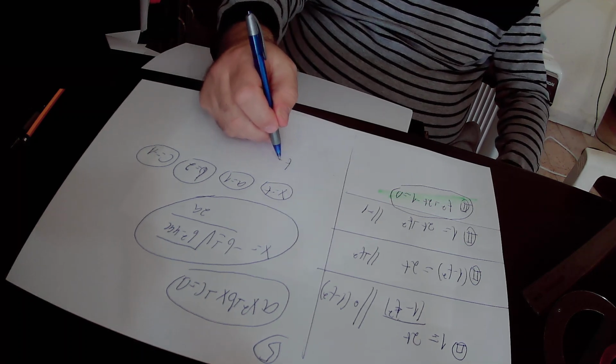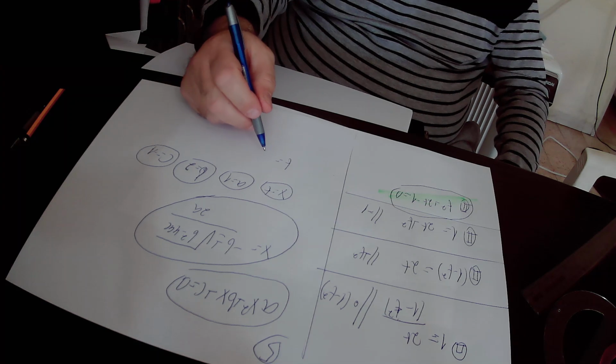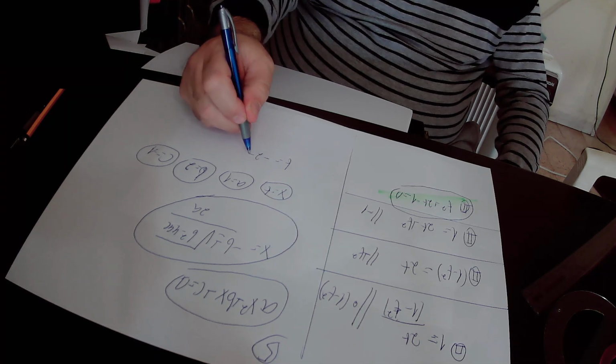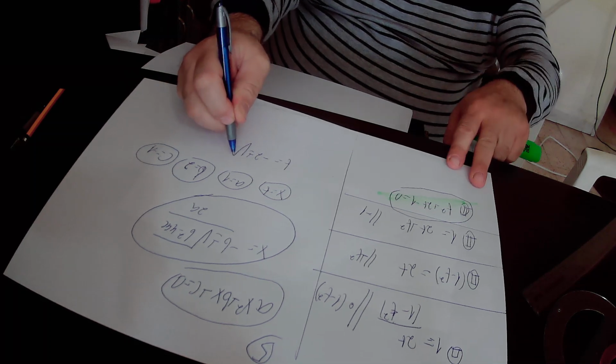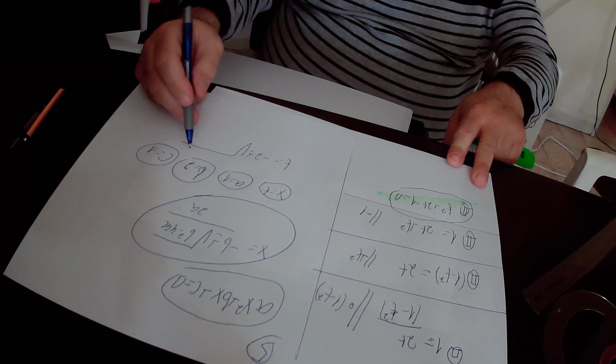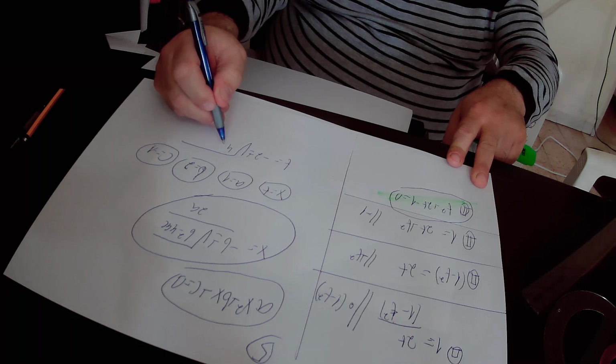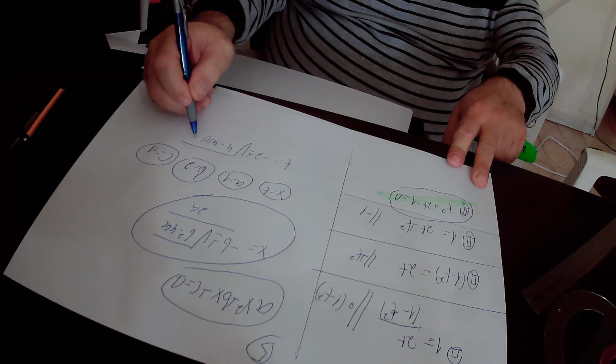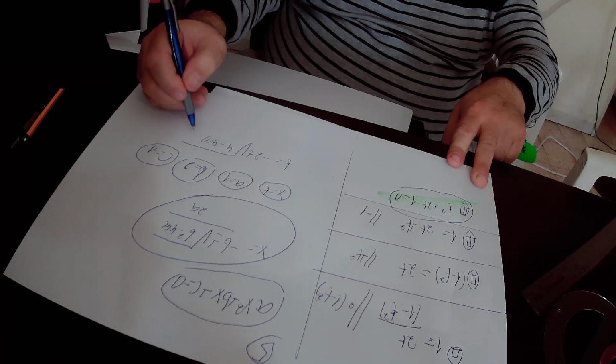So t equals minus b. B is 2, so minus b is minus 2, plus minus square root of b squared. B is 2, so b squared is 2 squared, that is 4. Minus 4 times a, which is 1, times c, which is minus 1.